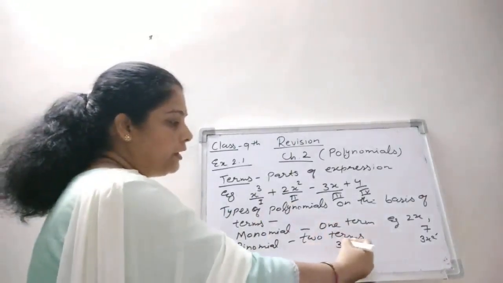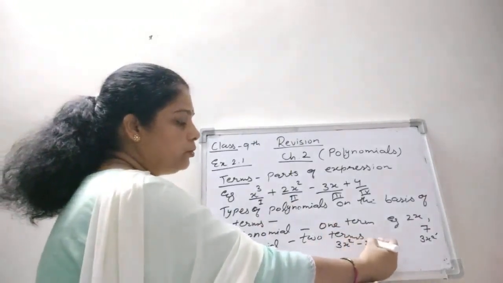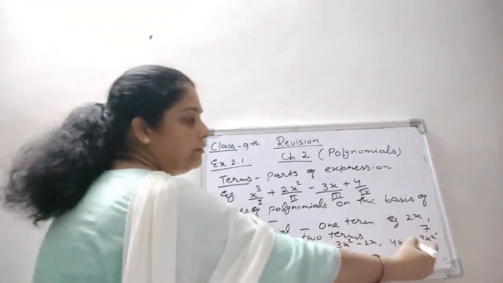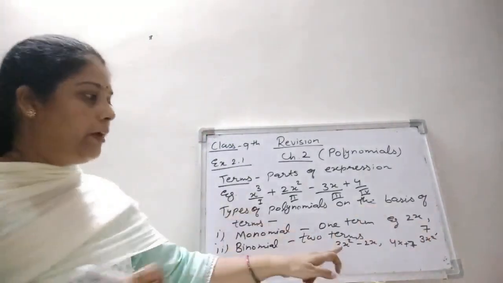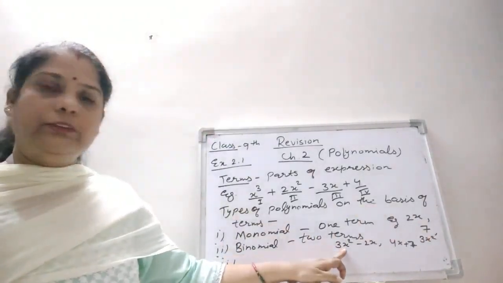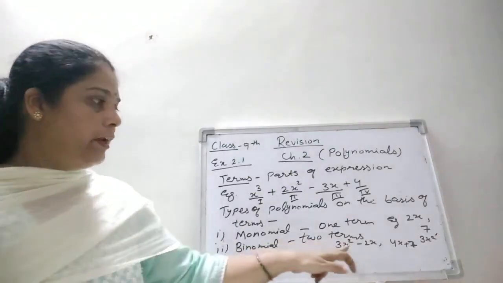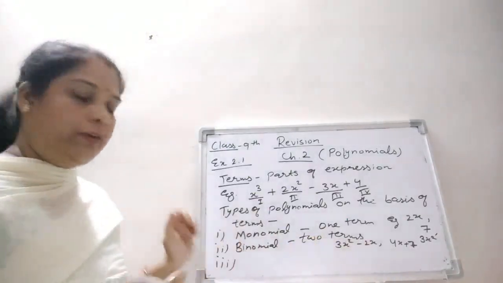Example, 3x² − 2x, 4x + 7, etc. Here we have 2 terms: 3x² is the first term and −2x is the second term. So an expression having 2 terms is called a binomial.